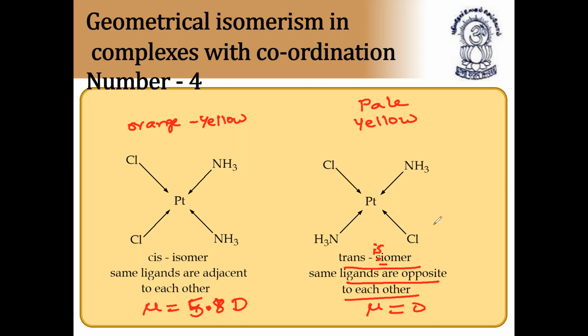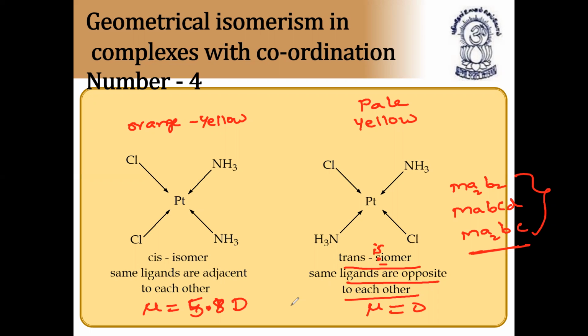Geometrical isomerism will be exhibited by Ma2B2. Next we have MABCD. Similarly, we have Ma2BC. These are square planar complexes having geometrical isomerism. So square planar complexes of the type Ma2B2, Ma2BC, and MABCD exhibit geometrical isomerism.